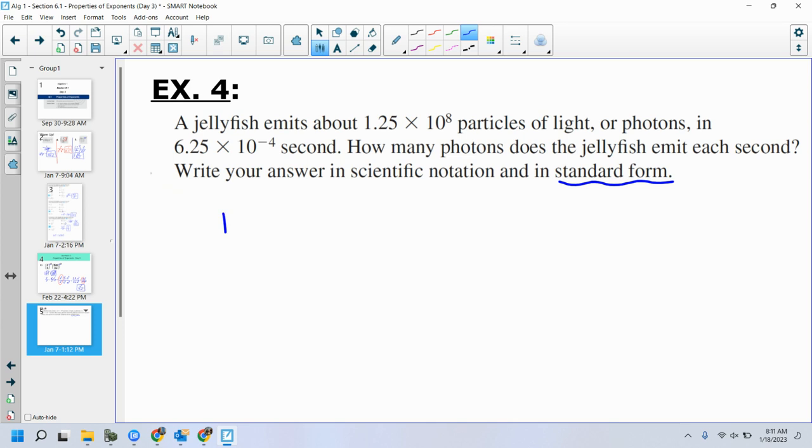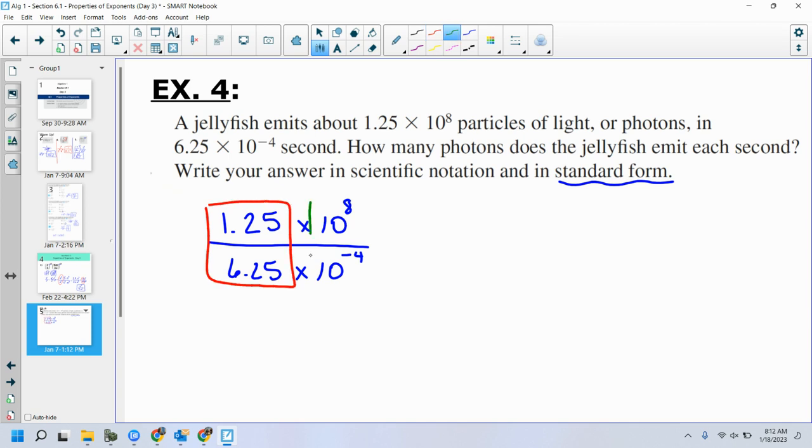Okay, so we have 1.25 times 10 to the 8th particles, photons. And I know it emits that in a really small amount of time. I basically want to find a unit rate here. So all I have to do is divide it by that 6.25 times 10 to the negative 4. You may be thinking, how in the heck does this relate to exponents? Well, powers of 10. And watch this. Isn't this multiplication? Isn't that just a times symbol? Times 10 to that? So what I'm going to do is divide this separately from this.